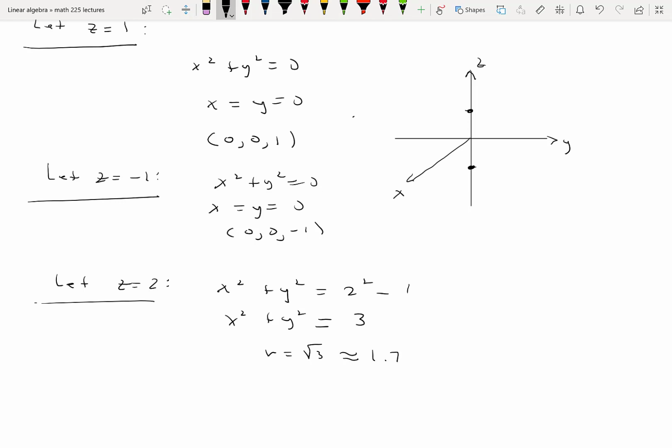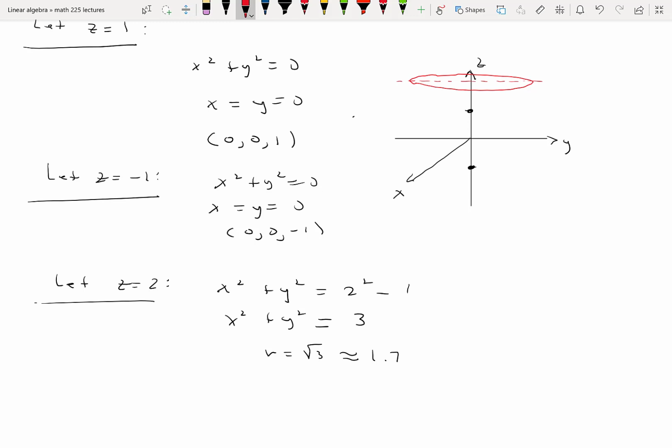About 1.732, or 1.7. Okay. So when z equals 2, I'm going to get a circle of radius 1.7. Let's do this. Here's a circle of radius 1.7. That's not so bad.